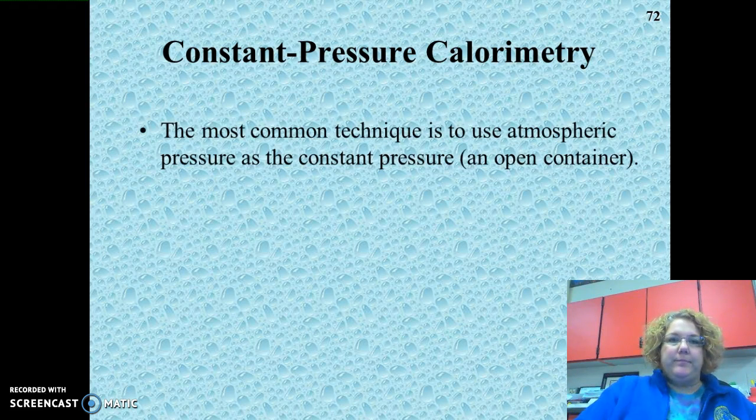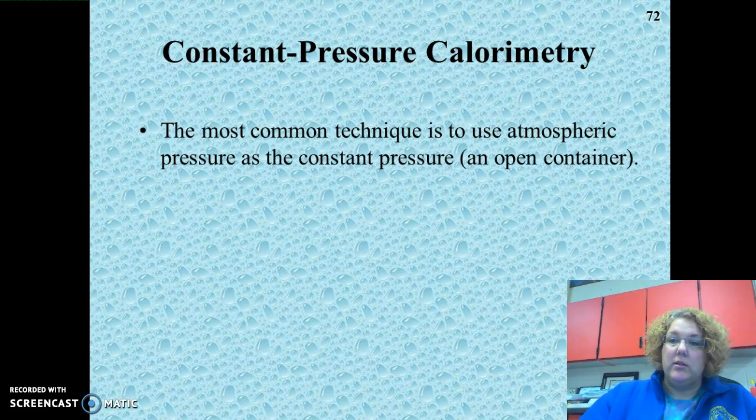Alright, now we're going to get a little fancier. I talked before about how I'll be doing labs and doing reactions that occur in water. The most common technique that we use in calorimetry is to use atmospheric pressure to keep the reaction at constant pressure. So this sounds complicated, but really it just means using an open container.